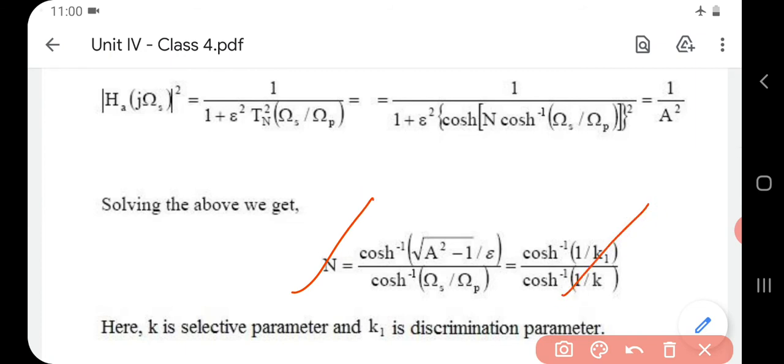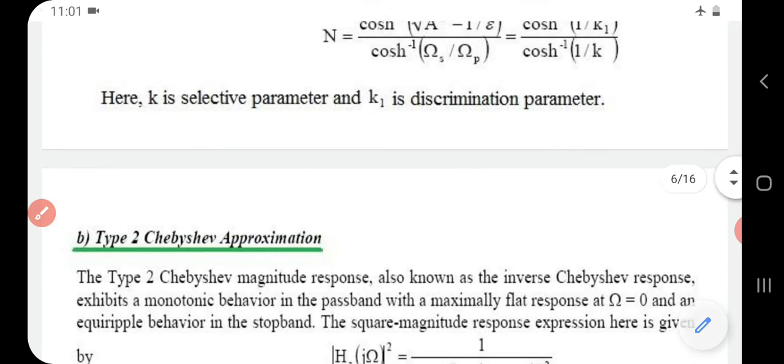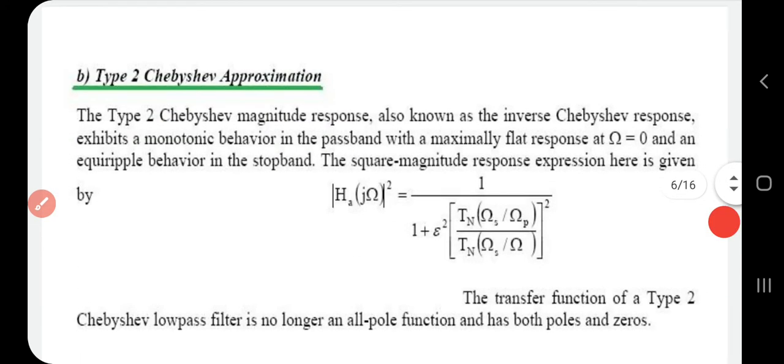Here the unknown terms are k and k1. What is k? It is called the selectivity parameter, and k1 is called the discrimination parameter. So that's all about type 1. Now type 2 Chebyshev approximation or filter: the various specifications necessary while designing a type 2 Chebyshev filter are given here. It is also called the inverse Chebyshev response.